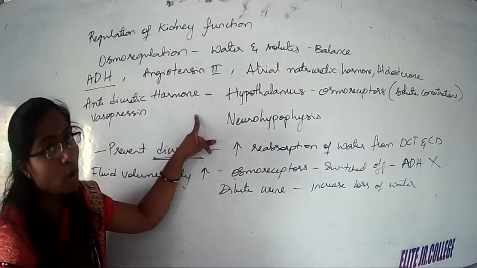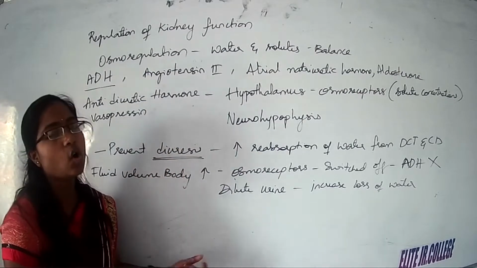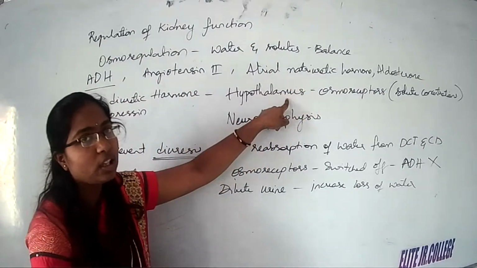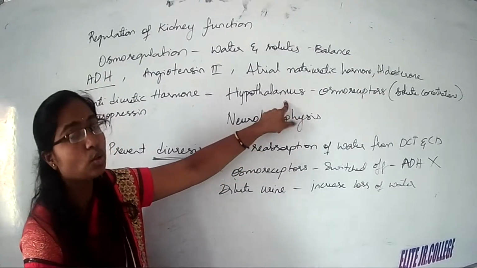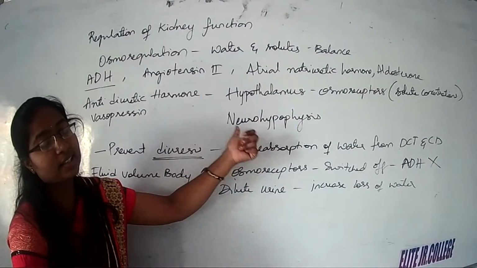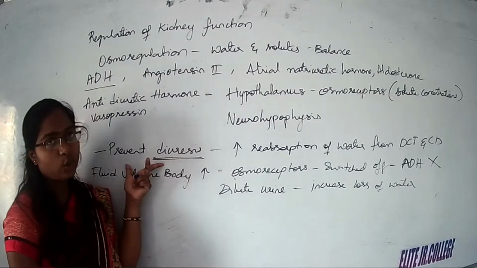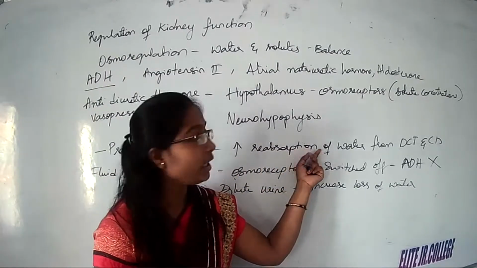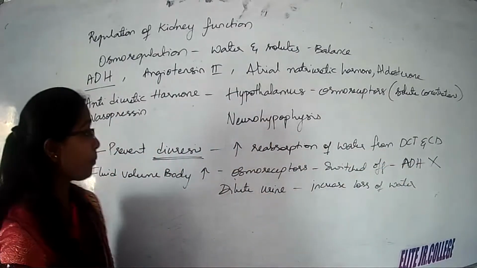When the body fluid volume is decreasing, that means when there is an increased loss of fluids from the body, then the osmoreceptors present in the hypothalamus are going to be switched on, and they are going to stimulate the hypothalamus to release antidiuretic hormone via the neurohypophysis. And when that antidiuretic hormone is produced, it is going to prevent diuresis by causing an increase in the reabsorption of water from the distal convoluted tubule and the collecting duct.